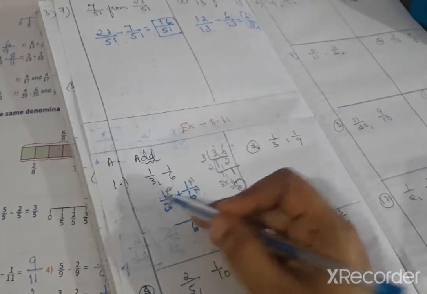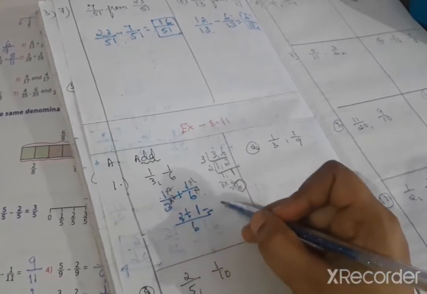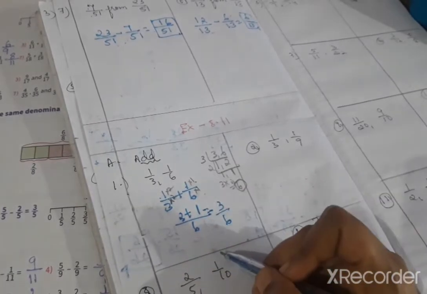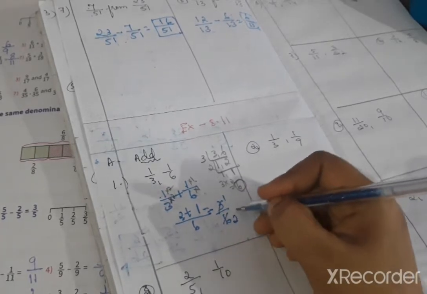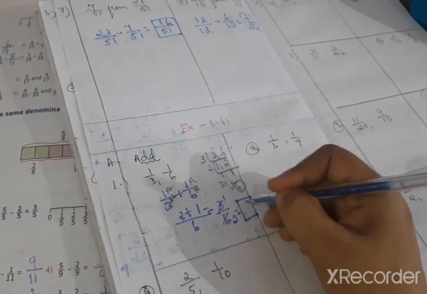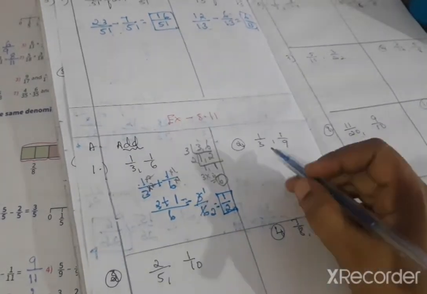Now 2 ones are 2 plus 1 ones are 1. Now 2 plus 1 is 3, 3 by 6. 3 by 6, we can simplify, 3 ones are 3, 3 twos are 6. So the answer will become 1 by 2. One more sum we will try so you can understand better.